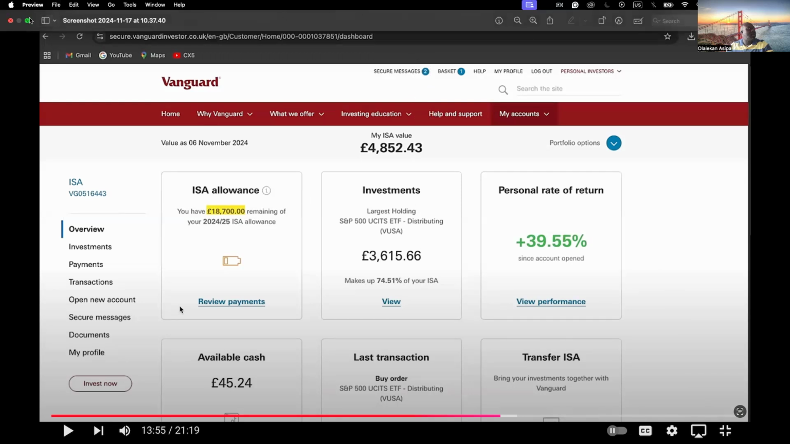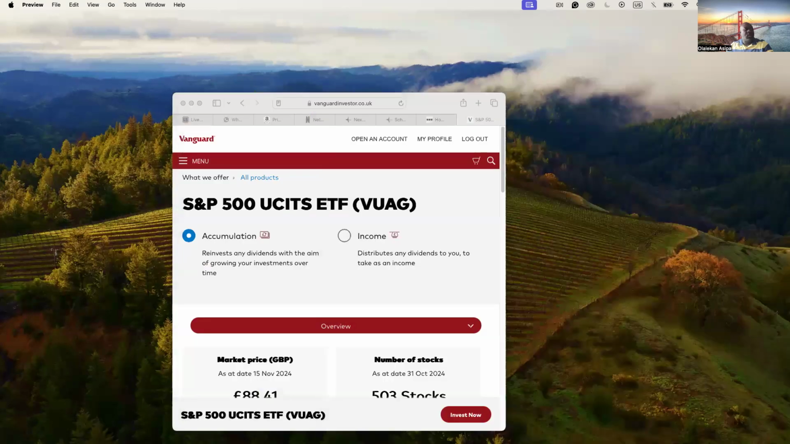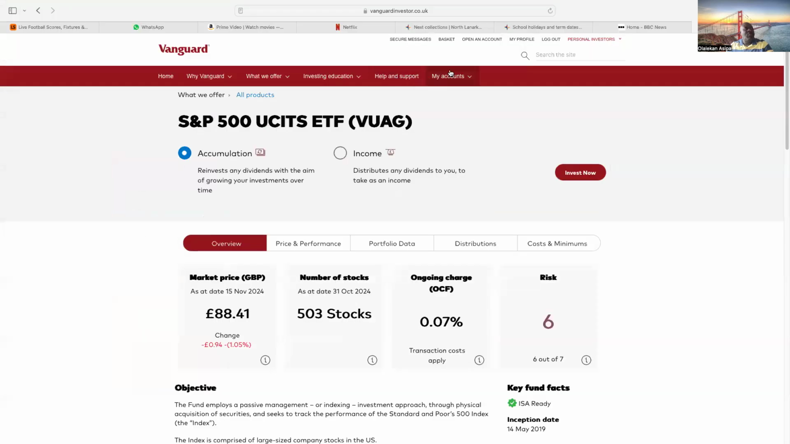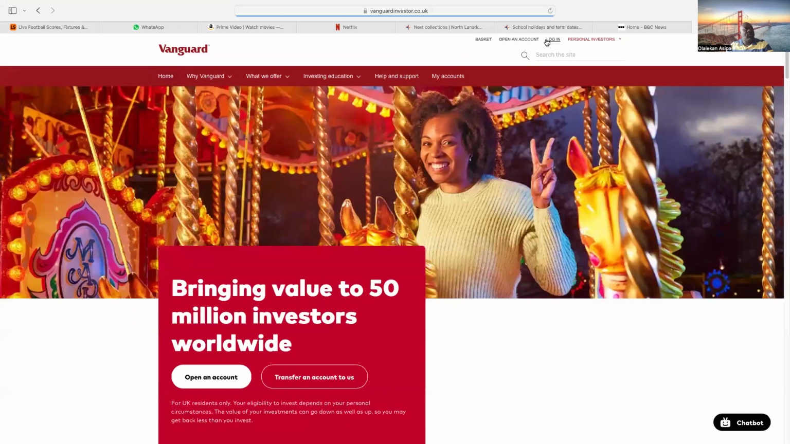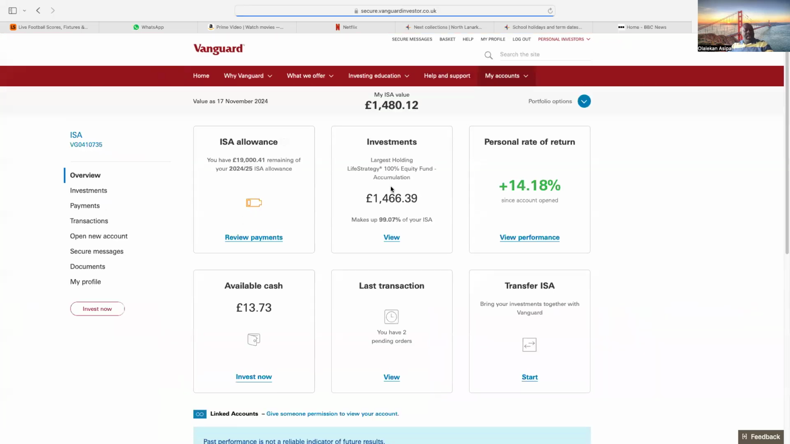So that's a good one to consider as well. And today I've actually moved my fund to the S&P 500, but that will take time for that to come through. So yeah, that is about it for the S&P 500.